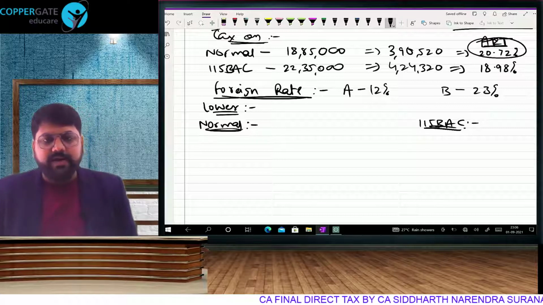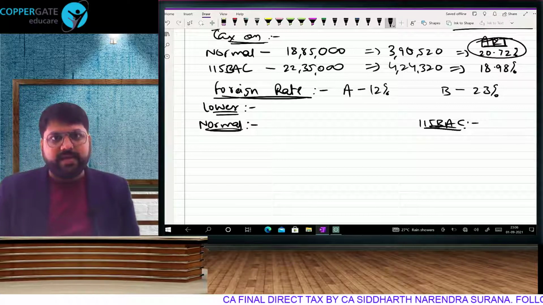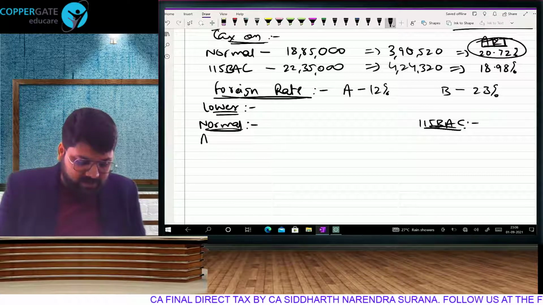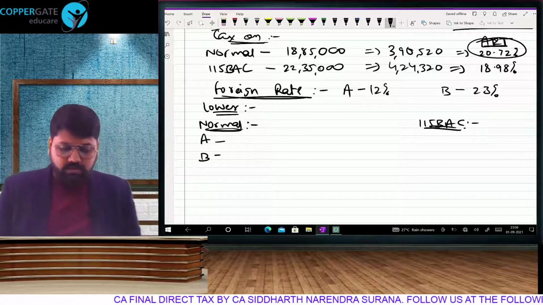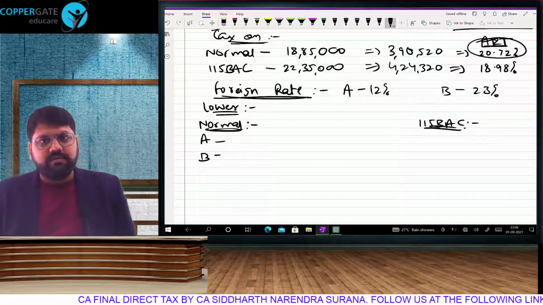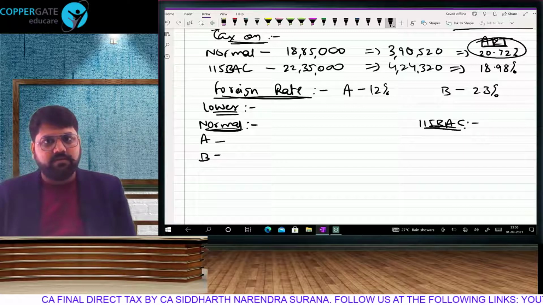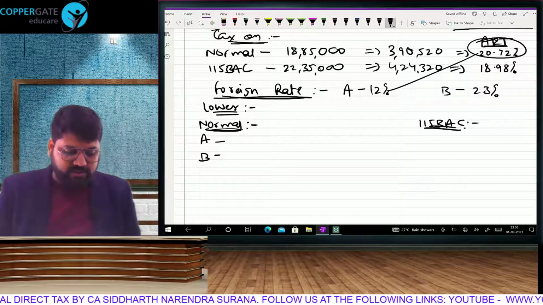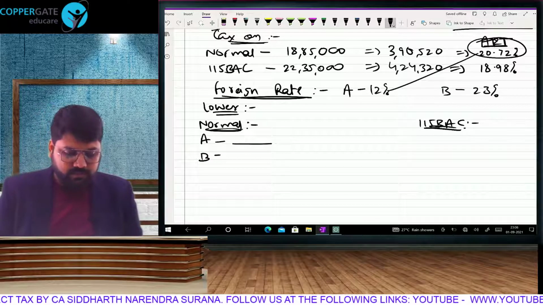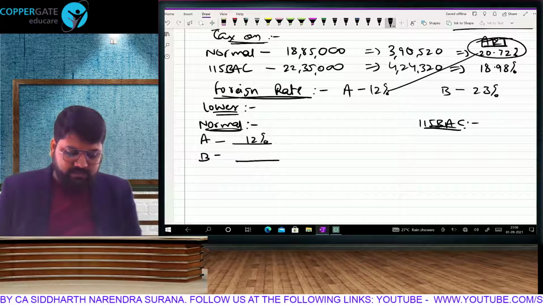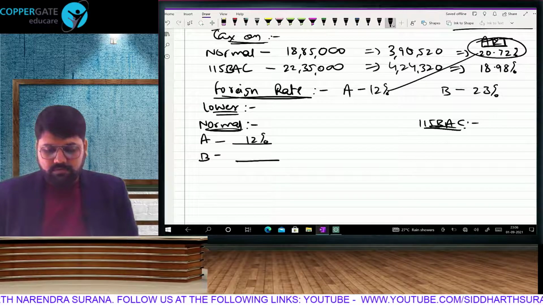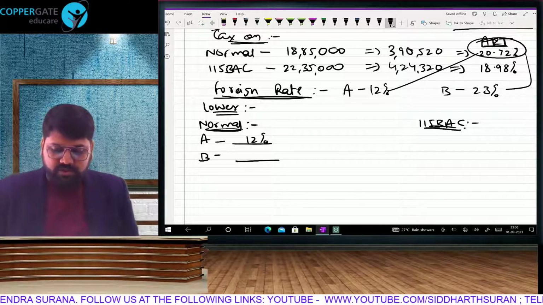Ignore 18.98 for the time being. 20.72 is the Indian rate of tax, which will be compared with 12 and 23. That's country A and country B respectively. So tell me, 20.72 compare with 12%. What's your answer here? 12. Second step, tell me what will you compare with what? 23 with 20.72. So what's your answer? 20.72.